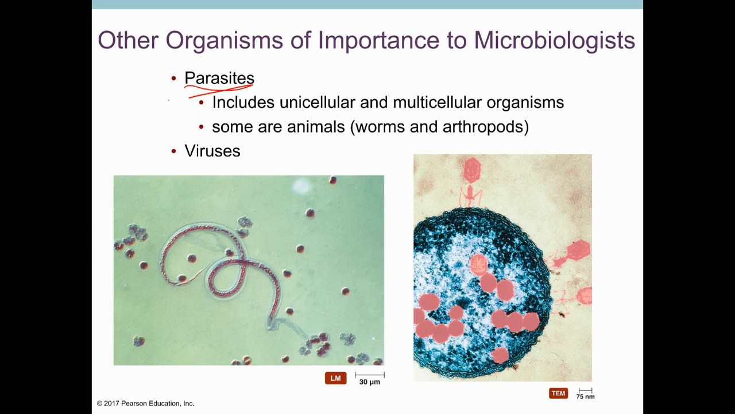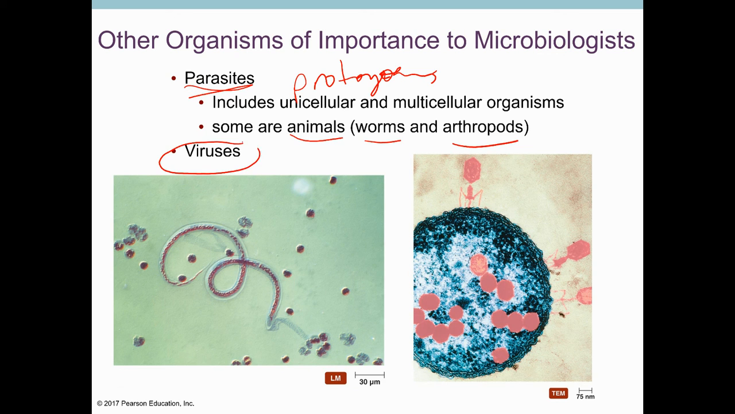And of course, we're interested in parasites. Parasite is not a particular group. Some of the protozoans can be parasites. Some of the animals, and particularly worms and arthropods, can be parasites, like a tick. And there are worms that can be parasites. So parasites refers to organisms that tend to cause disease by living off of another organism.